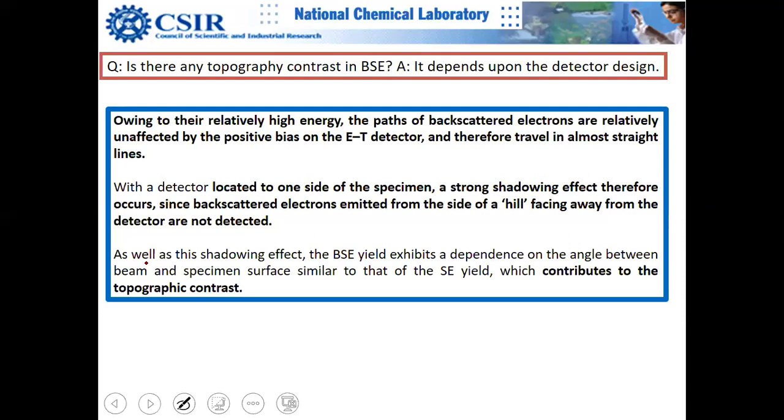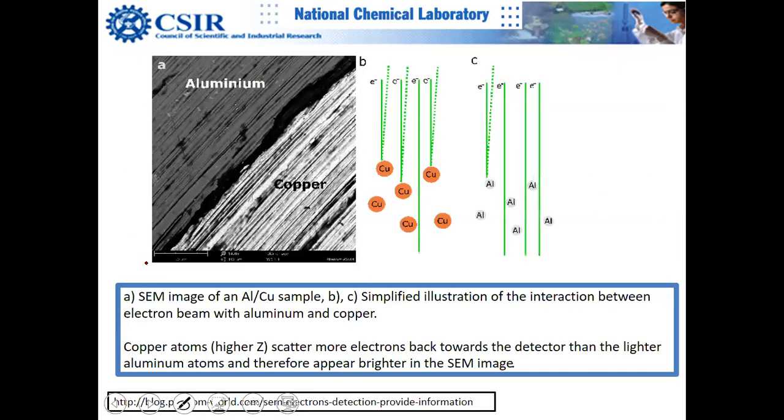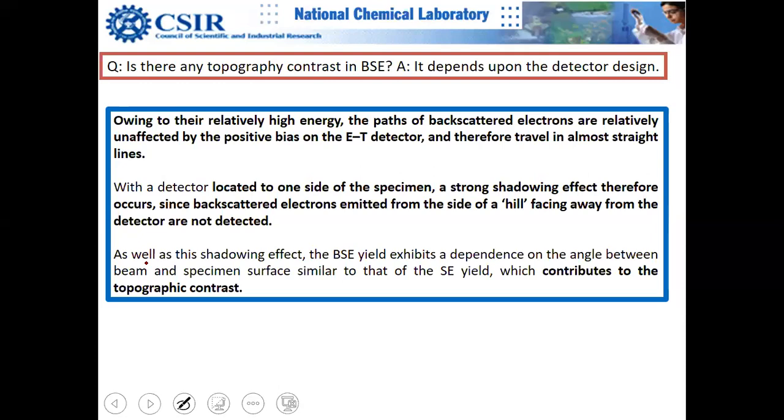Due to the relatively high energy of these backscatter electrons, they do not enter the Everhart-Thornley detector. I think we discussed this point. I mentioned that even though there is a positive bias on the Everhart-Thornley detector, backscatter electrons won't go there. They are not deflected by it. They go to their aim, basically, right?